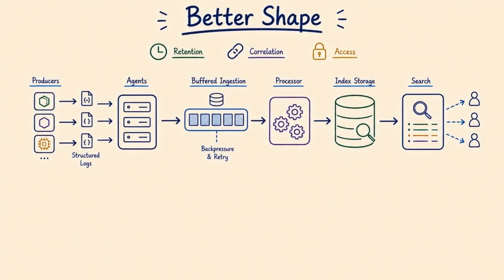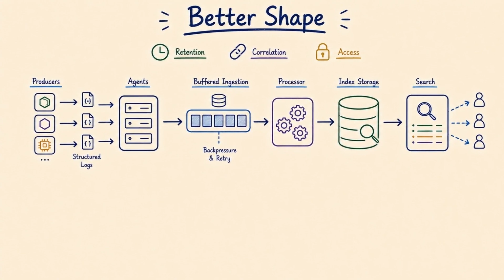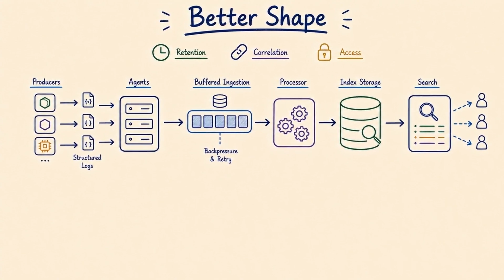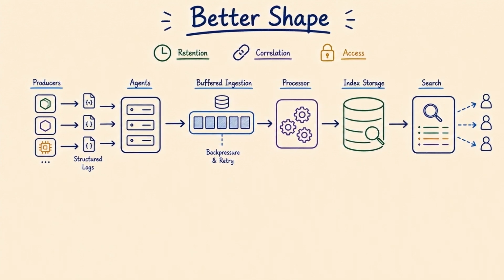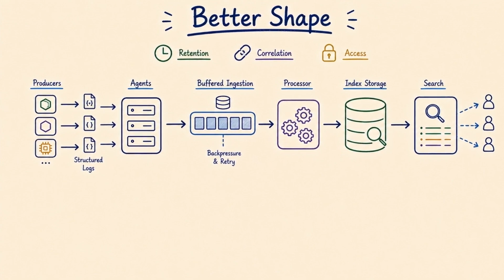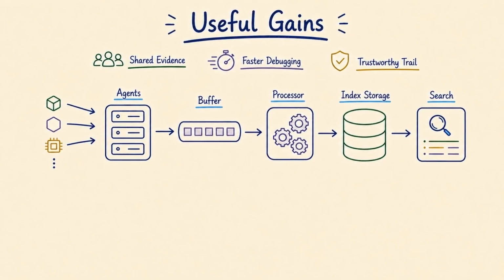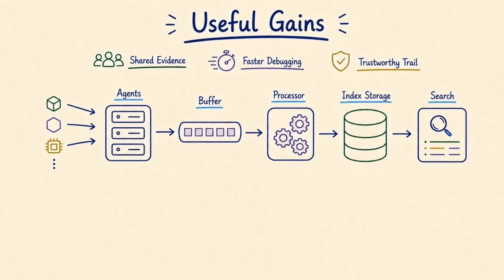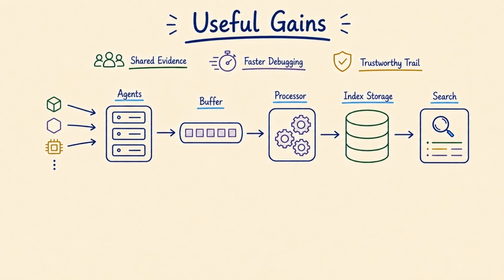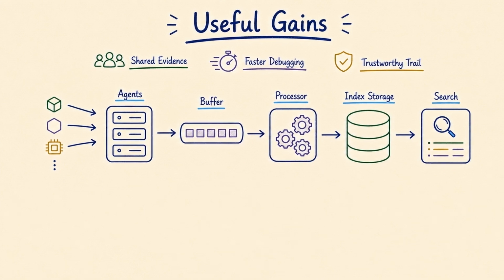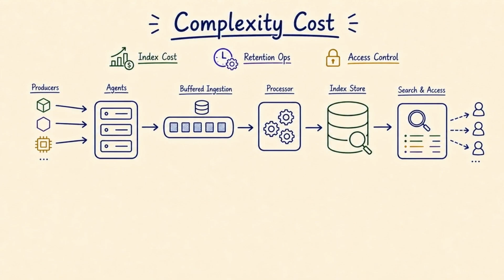So the better design adds only what solves a real problem. For this topic, that better shape is structured log events, collection agents, buffered ingestion, processors, index storage, retention policies, and controlled search access. This is what you gain from the stronger design. Centralized logging gives teams shared evidence, faster debugging, and a trustworthy investigation trail. Those gains are why the extra complexity is sometimes worth it.